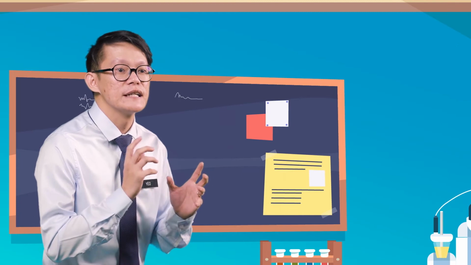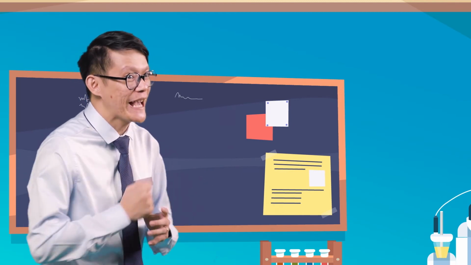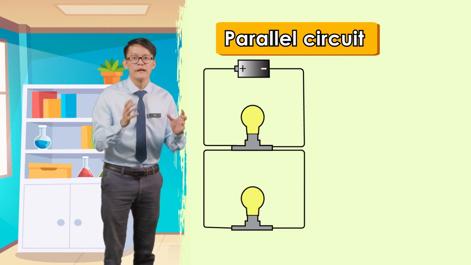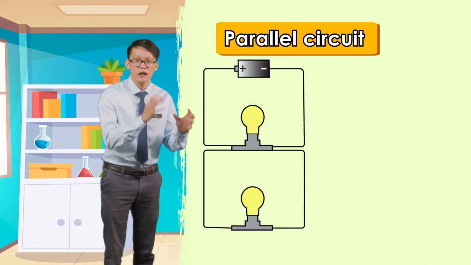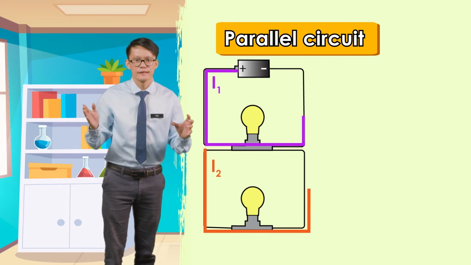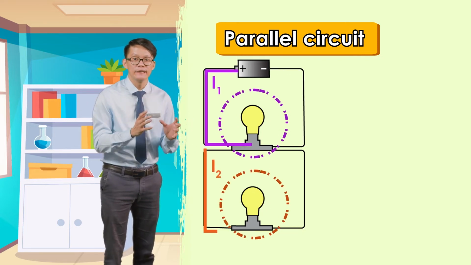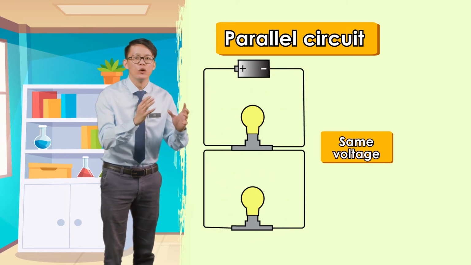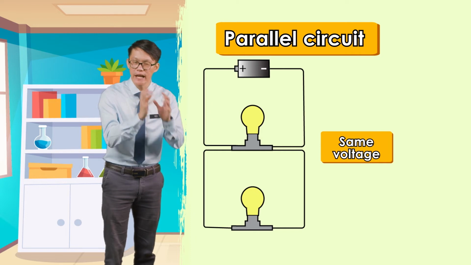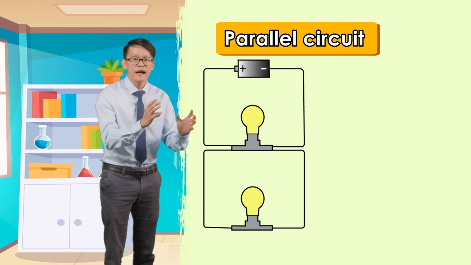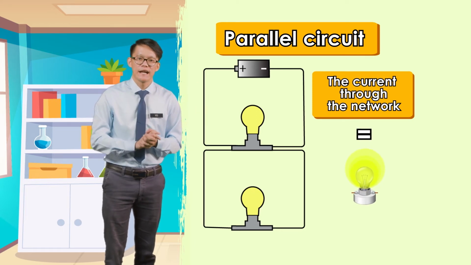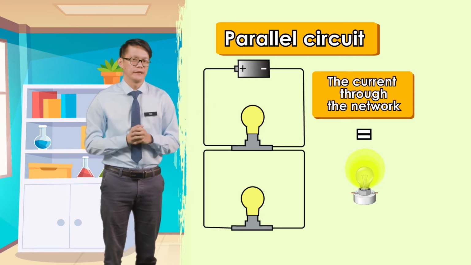Now, let us learn about the parallel circuit. Boys and girls, in a parallel circuit, the electrical components are connected along multiple paths, and each component has the same voltage across it, equal to the voltage across the network. The current through the network is equal to the sum of the currents through each component.